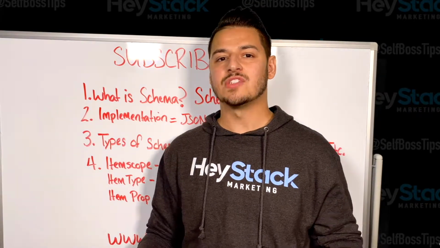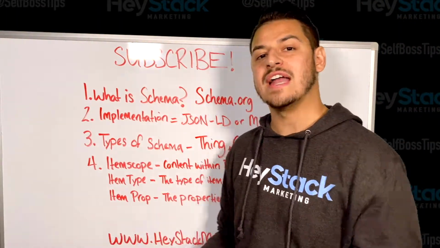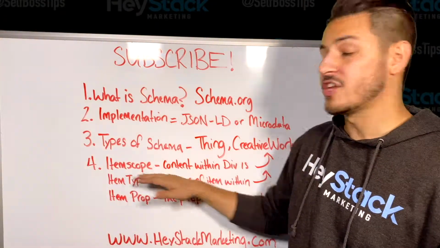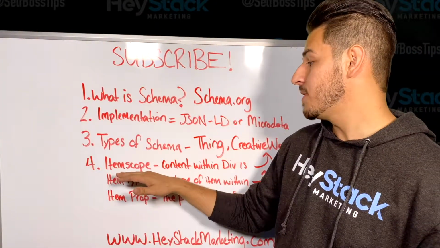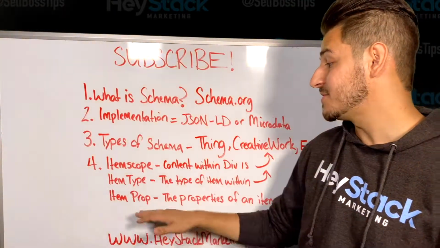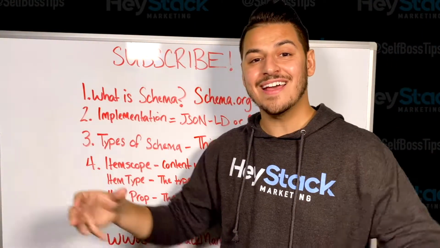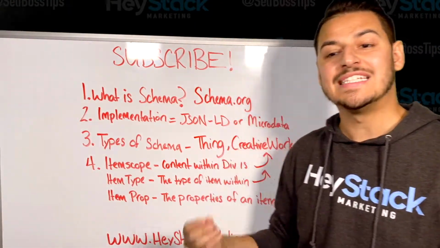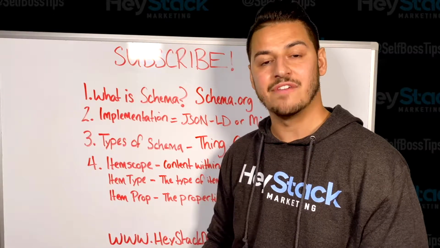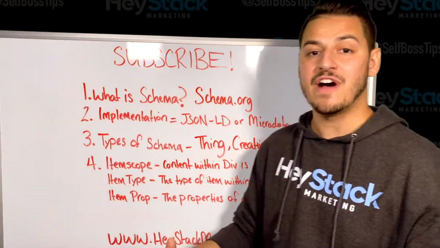So let's go ahead and talk a little bit about microdata, the inline format for writing schema. At the top level, you have your item scope. Within your item scope, there are item types, and within the item types, there are item props. So your item scope is content that lives within the div. You're identifying that the content within this div has to do with a particular topic. The item type is the type of item within it.